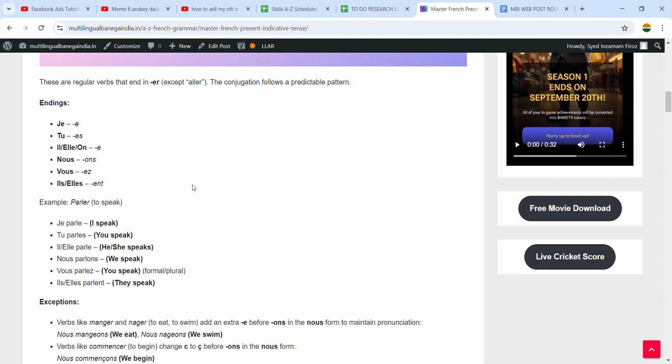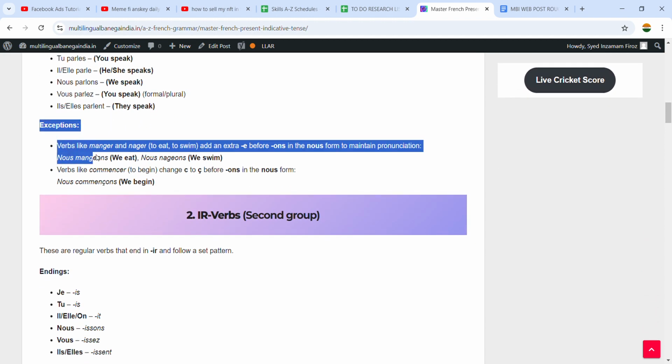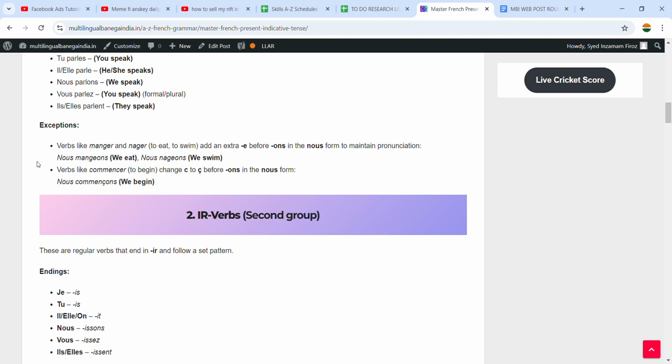Now let me take you through some exceptions because this is a beginner video. So after finishing all the tense, I will start uploading the expert advanced level videos for tense. So now verb like manger and nager, to eat, to swim, add extra e before ons in the new form to maintain pronunciation. So let me show you the pronunciation of manger.